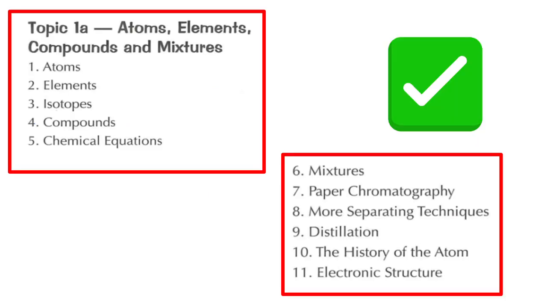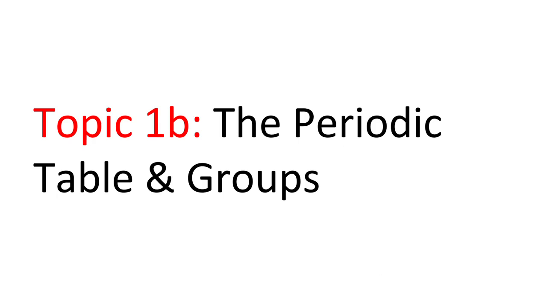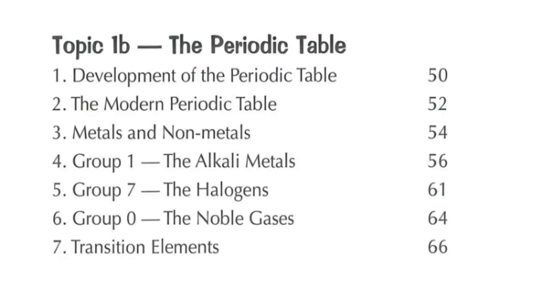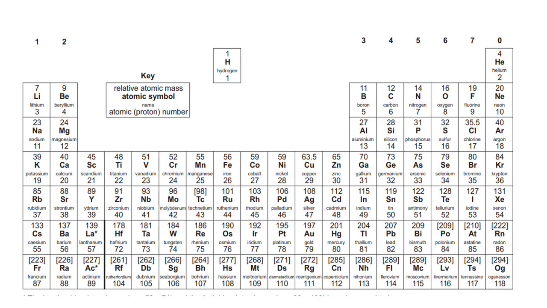So that is topic 1A done. Now we're on to topic 1B, the periodic table and groups. Okay, so we'll fly through this now. So here's the modern periodic table, which is arranged in order of atomic number, the number of protons.